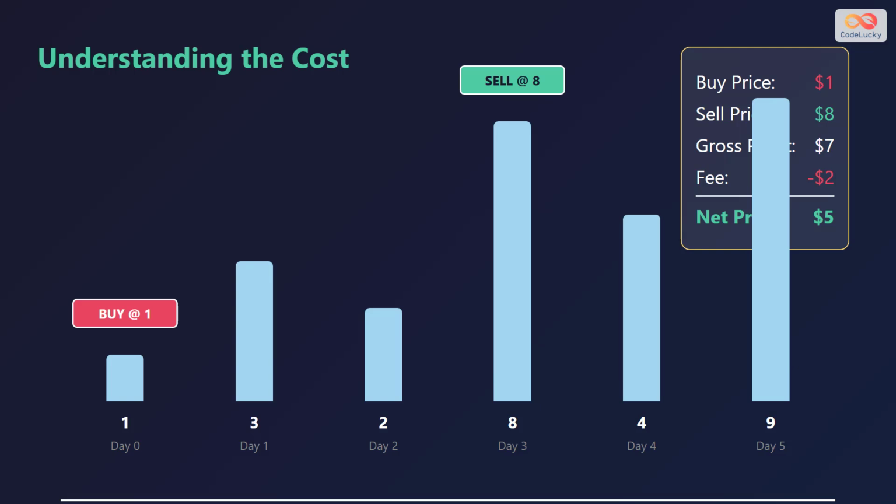Let's visualize why the fee matters. Suppose you buy a stock at $1 and sell it at $8. Your gross profit is $7. However, if the transaction fee is $2, your actual net profit is only $5. This means small fluctuations in price might not be worth trading if the profit doesn't cover the fee. We need to be selective about our trades.